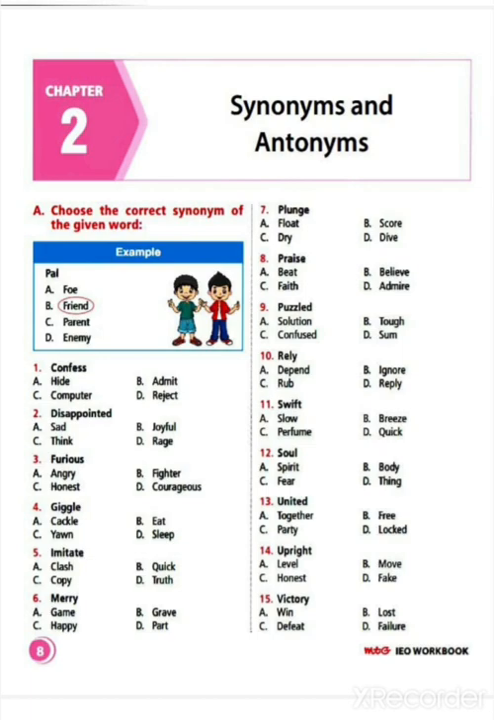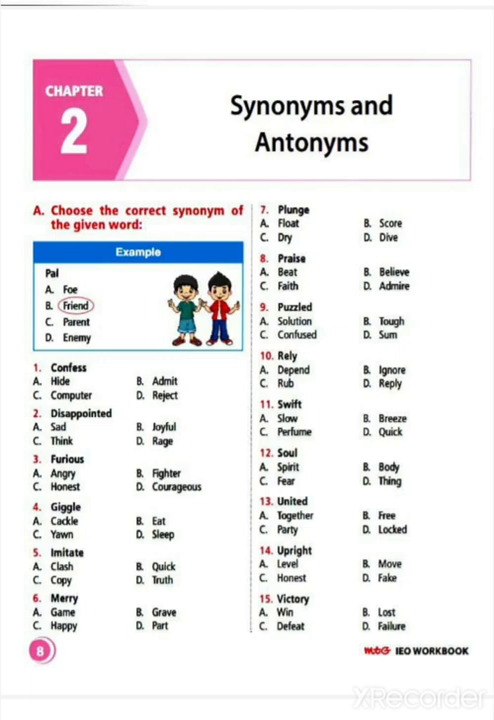Now, pal means a friend. So out of the four options, the word that is meaning friend is the word friend itself, that is given in option B, because the other words enemy and foe are opposites, and parent will not be a synonym for pal. So what is our answer that is circled over here? That is B, friend.